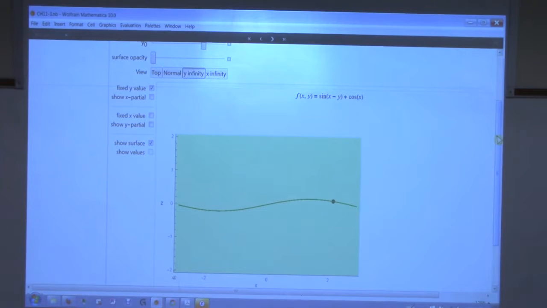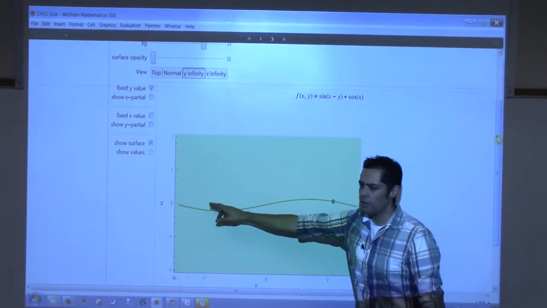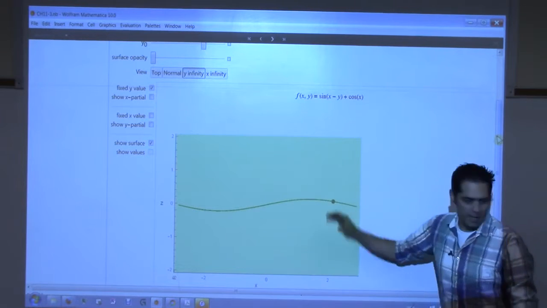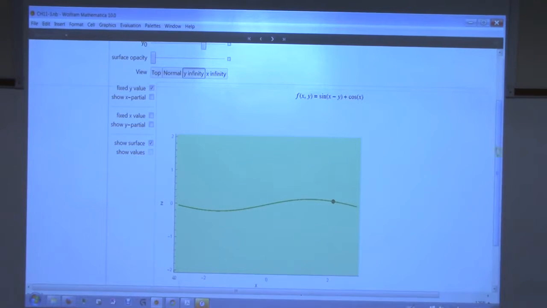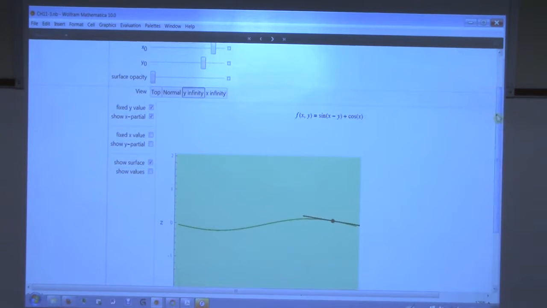Right? And this is a Cal 1 problem now. You have a curve, right? And we could very easily find the slope of that line, which would be there. And if I want to, remember y is fixed, right? Y is fixed. If I change my x value, I will move along this curve, won't I?